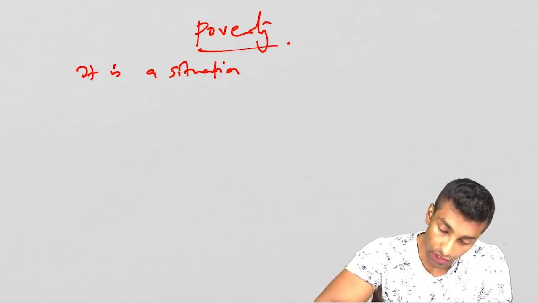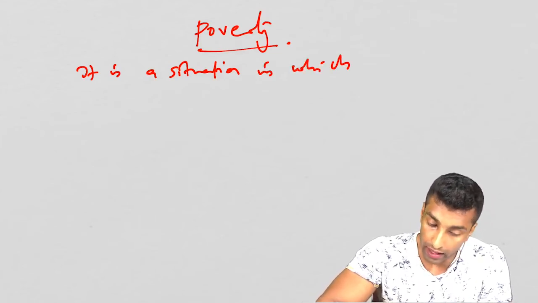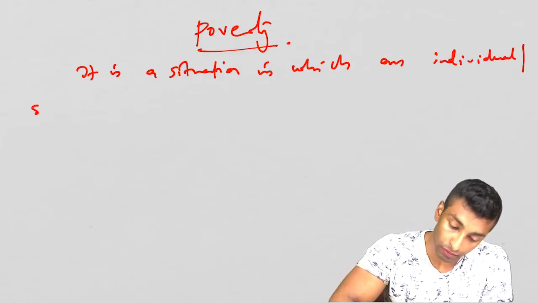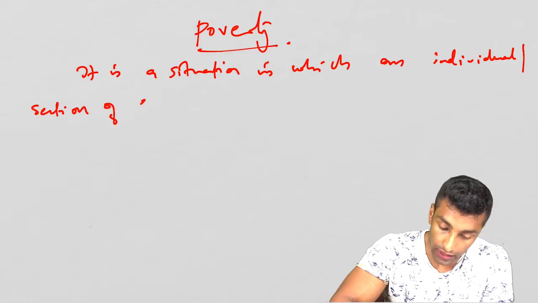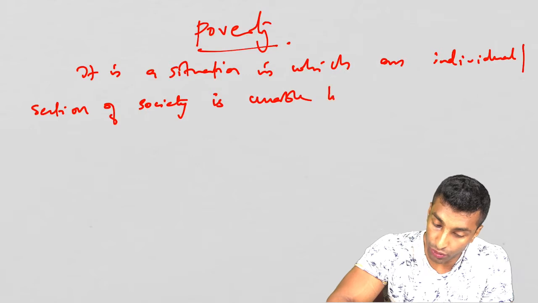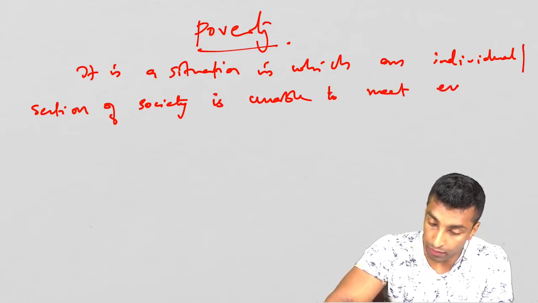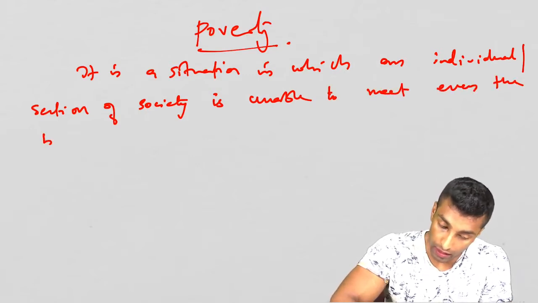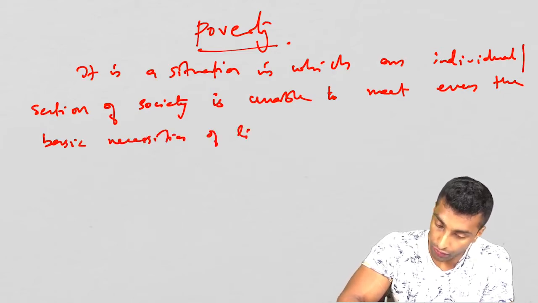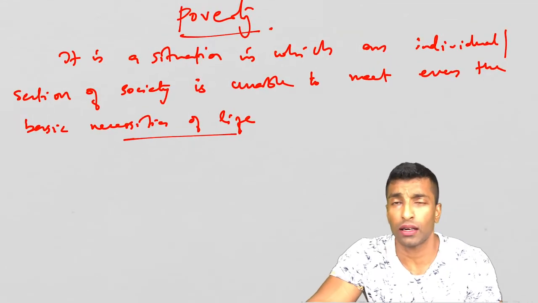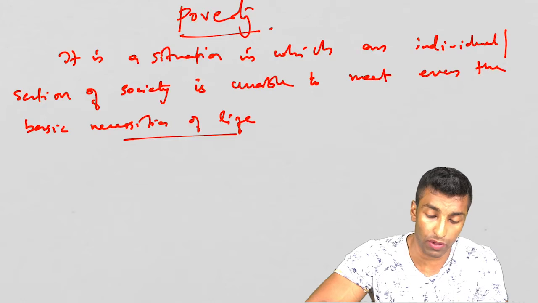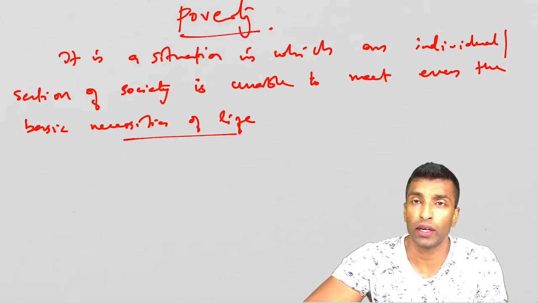So it is a situation in which an individual or section of society is unable to meet even the basic necessities of life. Okay, so it is nothing but the deprivation from basic amenities. There are different types of poverty. There are 4 types of poverty. So mainly we talk about absolute poverty and relative poverty.